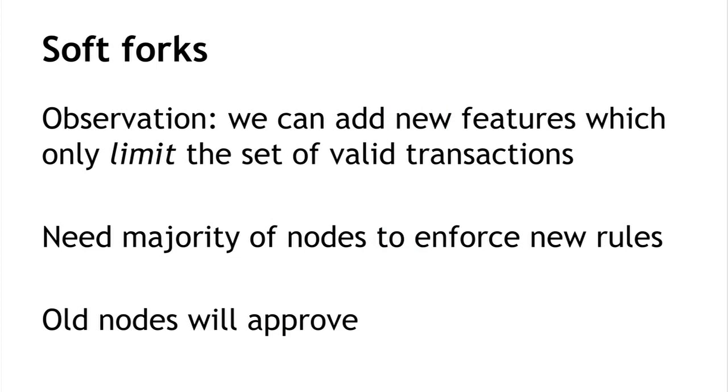By contrast, there's an approach called soft forking, which tries to avoid creating a permanent fork like this. The observation is that we can add new features to the Bitcoin protocol if they only restrict the set of valid transactions or the set of valid blocks. Because we want to avoid this hard fork situation, we can try to add new features in a way that will cause only a soft fork. So the key to making this happen is that the new features can only make validation rules stricter. They can only limit the set of blocks or the set of transactions that are considered valid.